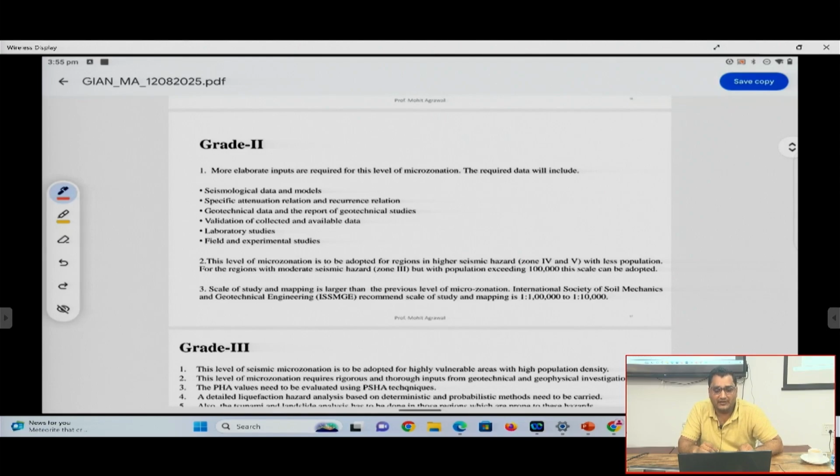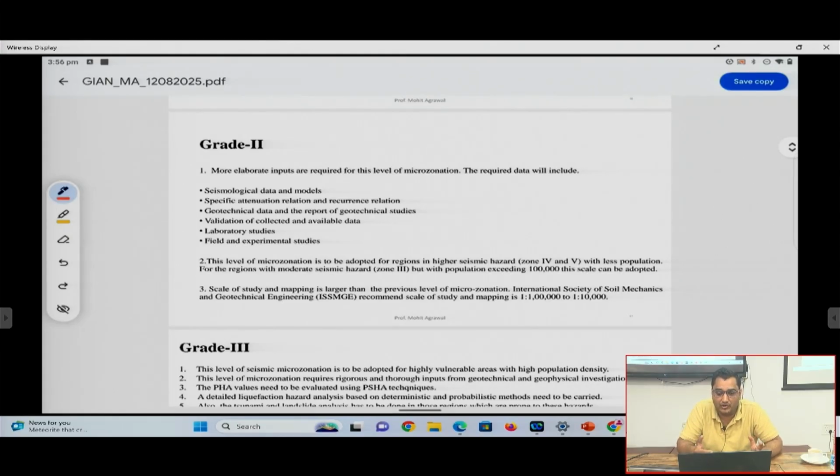This level of microzonation is to be adopted for the regions in higher seismic hazard, zone 4 to 5, with less population. The population may be less, but the area is more susceptible to the devastating effect of the earthquakes or more prone to the earthquakes, then it may be conducted in those kinds of regions.